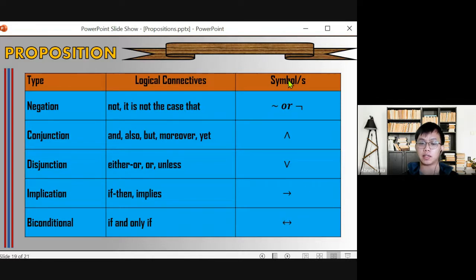In our next discussion, we're just going to use the symbols. So you should know the symbol of negation, the symbol of conjunction, and the symbol of disjunction, and likewise implication and biconditional. So memorize the symbols of conjunction, disjunction, and the others. Okay, and that is for propositions or compound propositions.